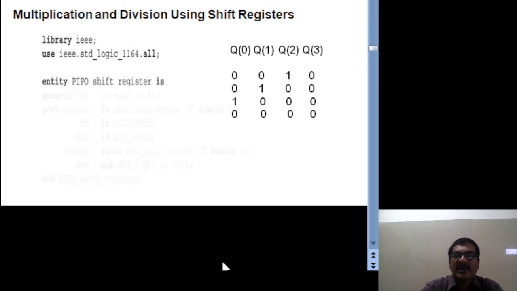This is followed by the entity declaration. As you already know, the entity declaration declares all input ports and output ports of the digital system. Also here we can mention the data type for each and every port. The syntax of the entity is that it starts with the word entity, then the name of the entity. Here the name is PIPO shift register, that is, parallel in parallel out shift register. Using this parallel in parallel out shift register, you can have the multiplication and division operations.